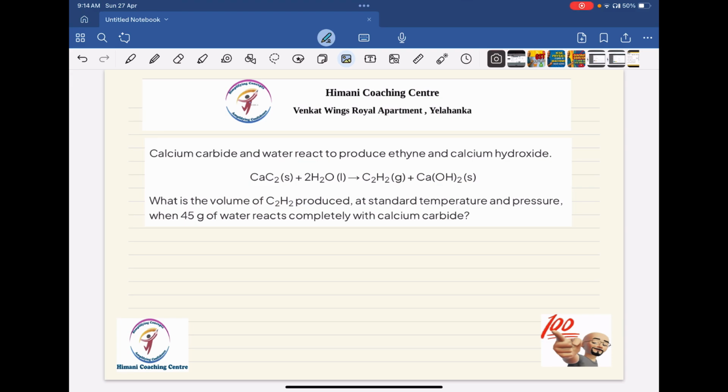Today we are going to do numericals on mole concept. These questions are applicable for ICSE, IGCSE, and IB board students. Now let us look at the first question.